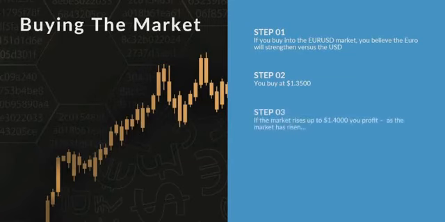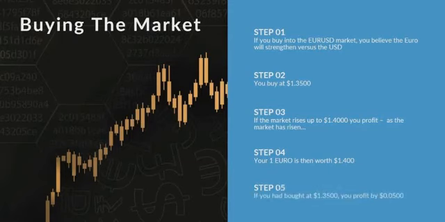Now if the market does rise to 1.40, then we're in profit, because the market has risen. So we bought our euro when it was worth 1.35, and now it's at 1.40. So your €1 is now worth 1.40. We bought it at 1.35, and now it's at 1.40. Really simple. So if we buy at 1.35 and we sell at 1.40, then you're in profit of 5 cents. Very, very simple.